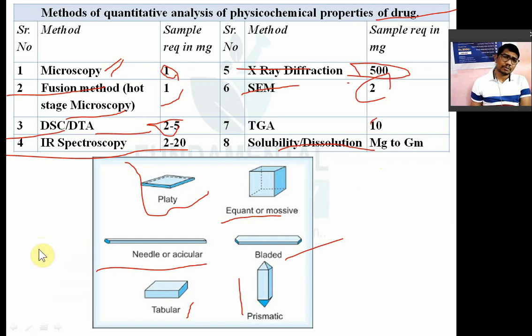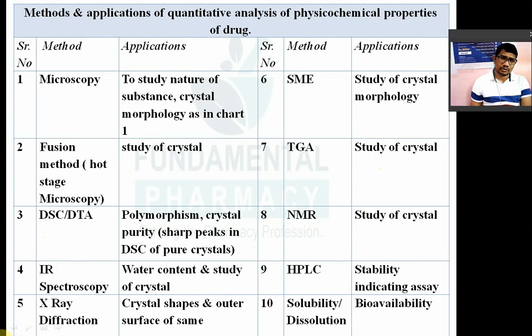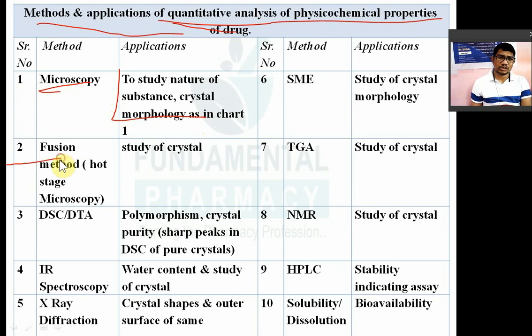Physicochemical properties of a drug, again you can see the same thing over here. Methods and applications: qualitative analysis of physical and chemical properties of a drug. So methods, for example, first is microscopy. It is used to study the structure of the substance, crystal morphology, as we have already seen in the chart. Then the fusion method or hot stage microscopy is used to study the crystal melting properties and all that.